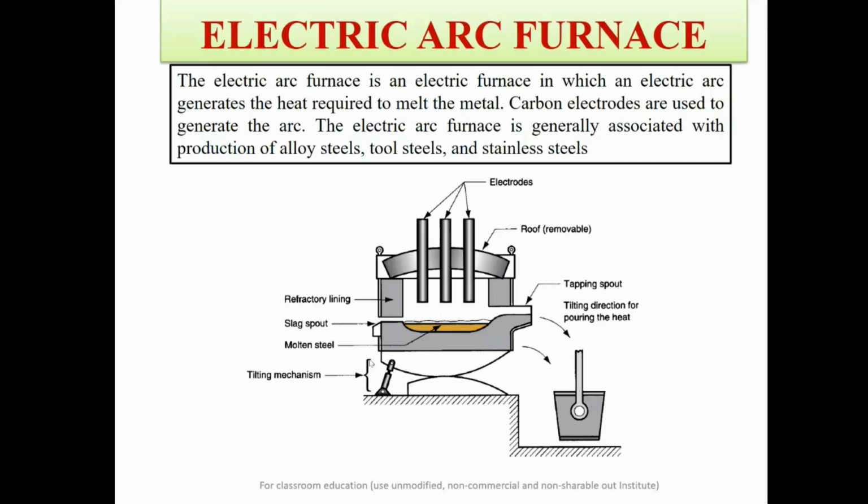And at the bottom of this furnace there is a tilting mechanism. It is just like a drawbar type of mechanism, so this can control the tilting of this whole furnace, and the metal which is melted here inside the cavity can be easily poured into the ladle. So that ladle you can carry, and then you can pour the metal out of it into the mold cavity.